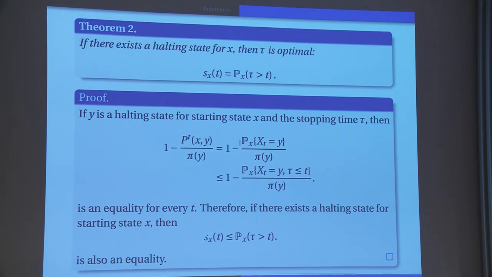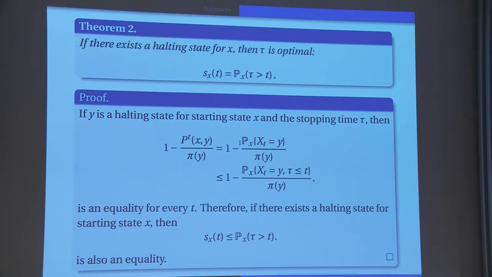So this step, which was an inequality, actually is an equality. And so we get a somewhat surprising conclusion. If we have a strong stationary time with a halting state, then it is optimal, meaning its tail is smaller than the tail of any other strong stationary time. Because for any strong stationary time, we have this inequality holding, and if a strong stationary time has a halting state, then this inequality becomes equality. So strong stationary times with a halting state are always optimal.